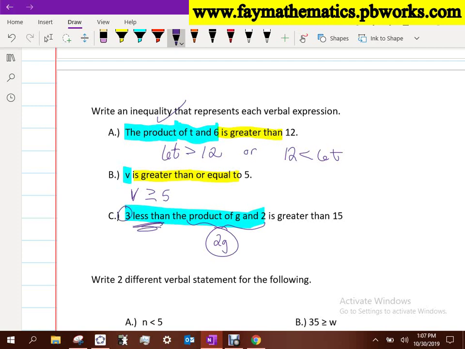But when I see less than, so everything we've done so far, we kind of read it left to right and then wrote it left to right in our equation, right? Or inequality. But when you see the word less and it is describing subtraction, you have to do it backwards. You have to write the 2G first and then minus 3, right? Okay? And then it said is greater than, and then our 15. Lindsay?